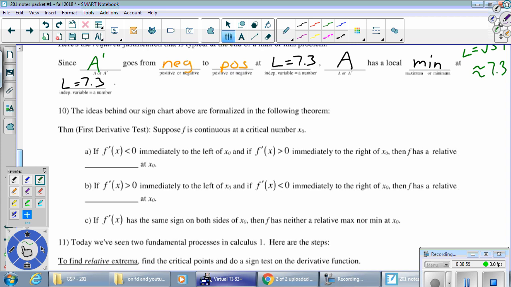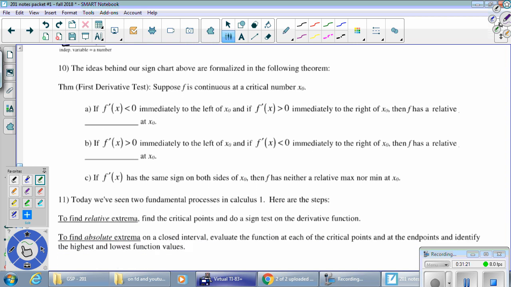So here's our full sentence. Since A prime goes from negative to positive at L equals 7.3, A has a local min at L equals 7.3. And so we're going to give you the template for some of the problems in the activity. And then I think at some point you just have to write those sentences on your own, but keep using the template. Refer back to this template.